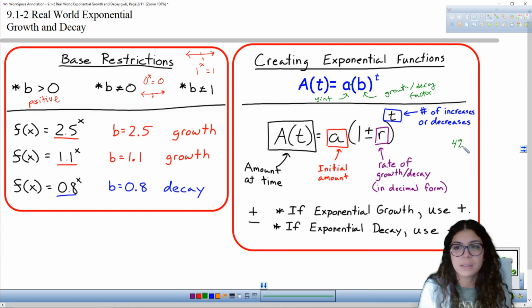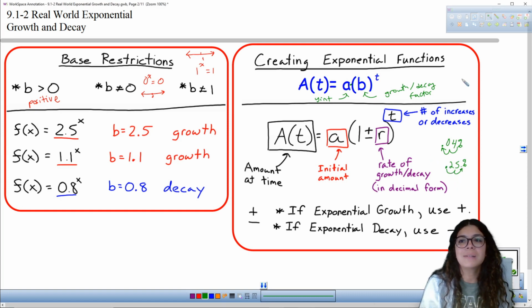To change a percentage to a decimal, you move it 2 decimal points to the left, okay? And you would do the reverse. If you have a decimal and you want to change it to a percentage, you would move that 2 decimal points to the right. So 0.25 would be 25%.